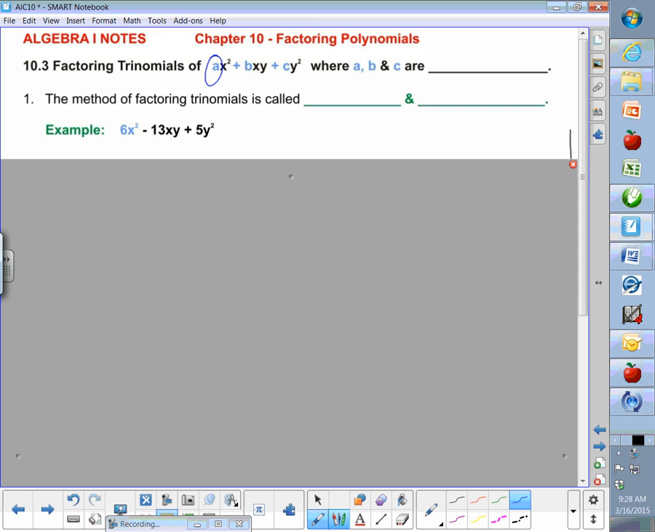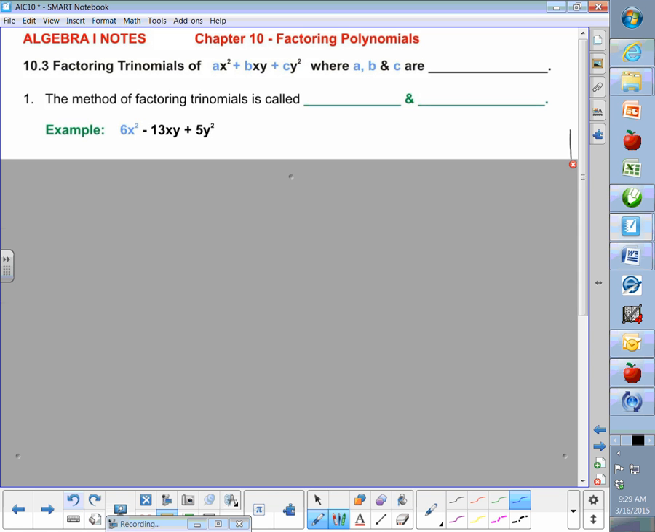The front term may have a coefficient. It might have a number multiplied by it, like this example has a 6. And not only that, the back may have a squared term, although we did a few of those yesterday. So that's the difference. Really, the big difference is the front term having more than just a squared term. And that's going to change things up.